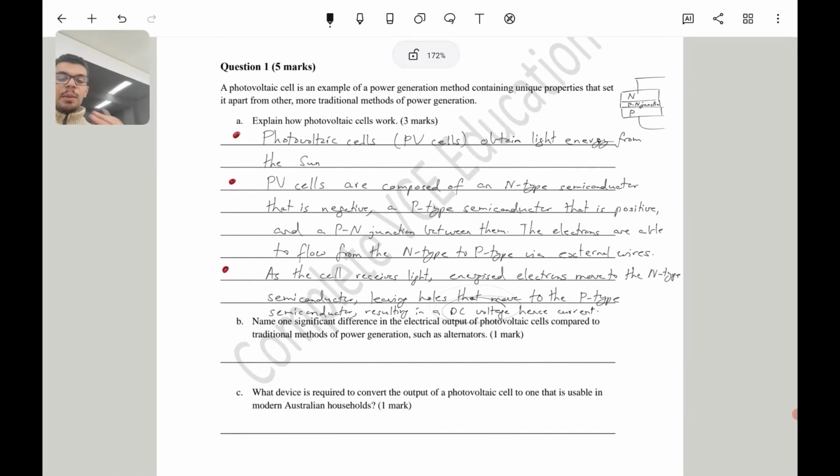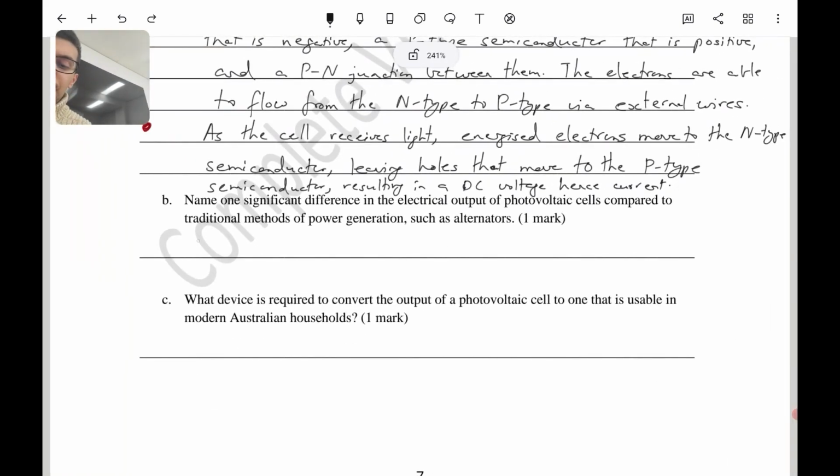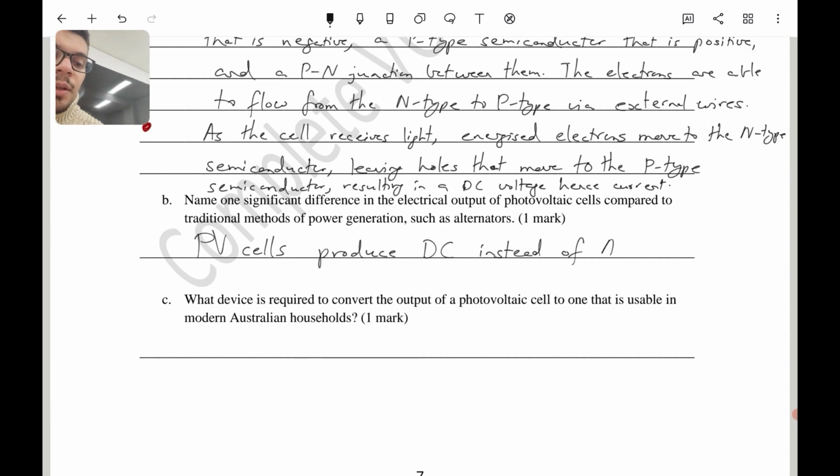Okay, part B, name one significant difference in the electrical output of PV cells compared to traditional methods of power generation. Okay, so PV cells produce DC instead of AC electricity. Part C, what devices are required to convert the output of a PV cell to one that is usable in modern Australian households? So that is our inverter.